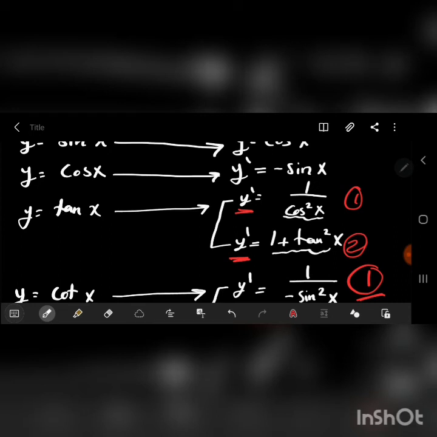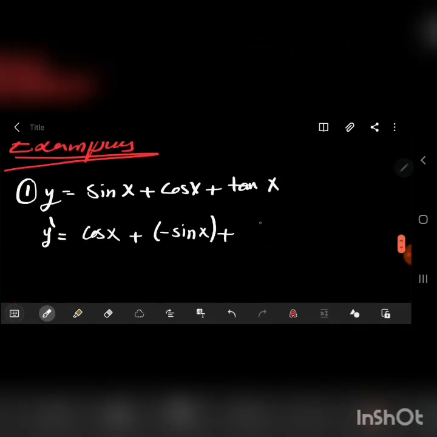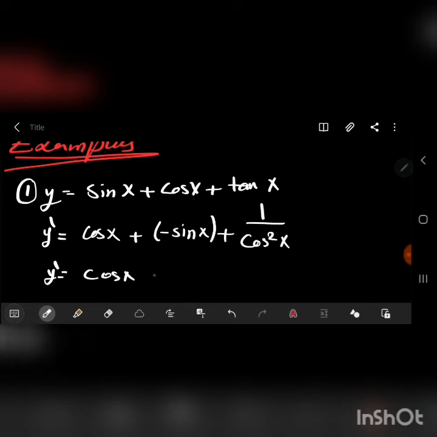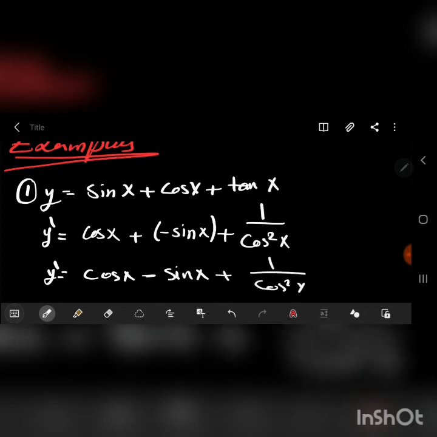If we have cosine and sine in the example or in the question, we will take the first one. If we have tan or cotan in the example, we will take the second one. So here we have sine and cosine, so we will take 1 over cosine square x. Okay? Now y prime equals cosine x plus minus sine x plus 1 over cosine square x. This is the first example. It's very easy, you only have to know its rules, its derivatives.